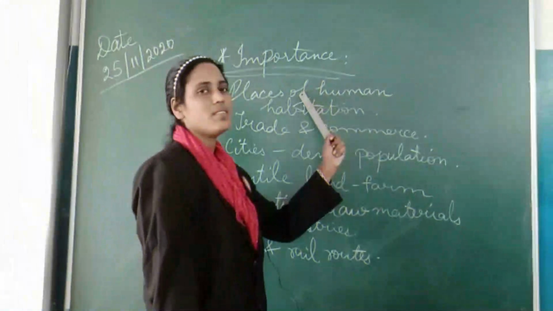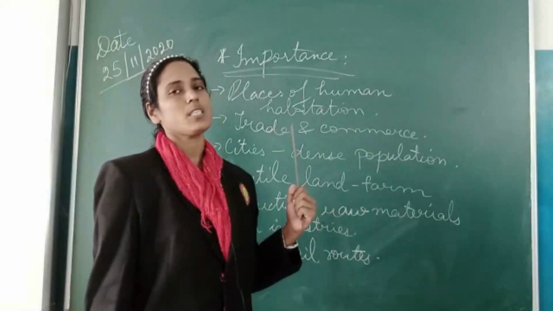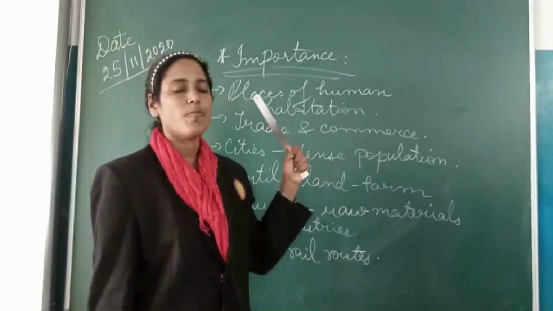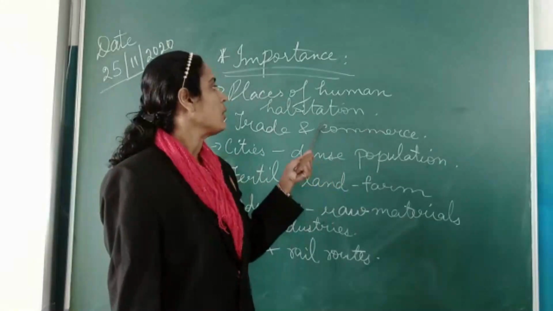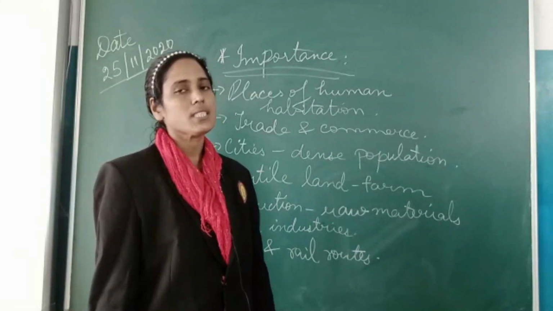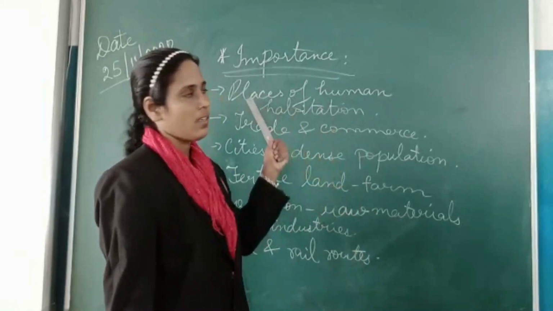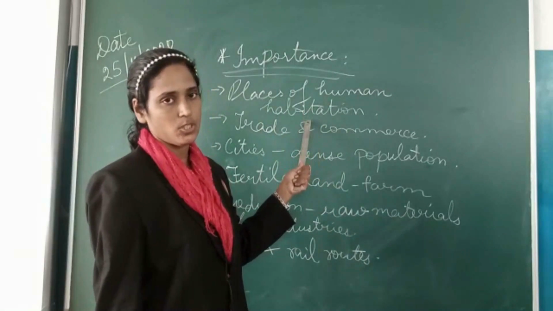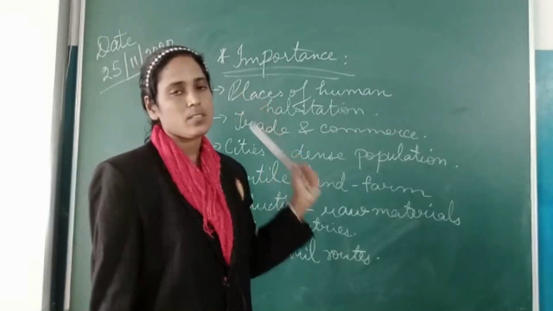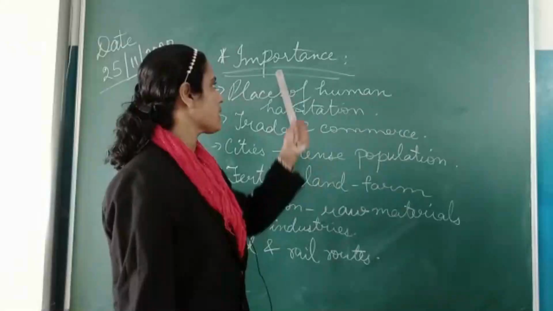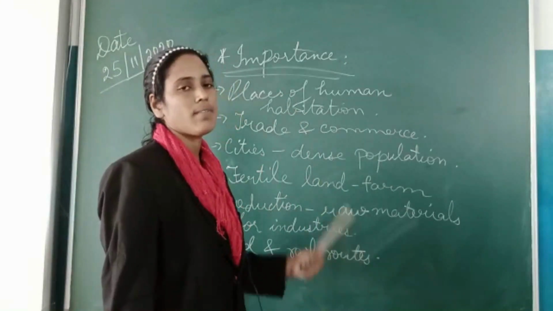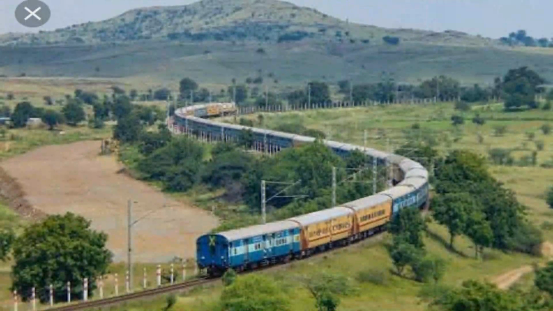Now let's see the importance of plains. We saw the importance of mountains and plateaus. Now let's see the importance of plains. Plains are very important for human habitation. For example, we live in plain areas. Why? Because it's easy to dwell in plain land. That is, places of human habitation, dwelling, living of people. Trade and commerce, that is industries, trade, business, everything flourishes in plain areas very well, due to which roads and railroads have developed very well in plains.